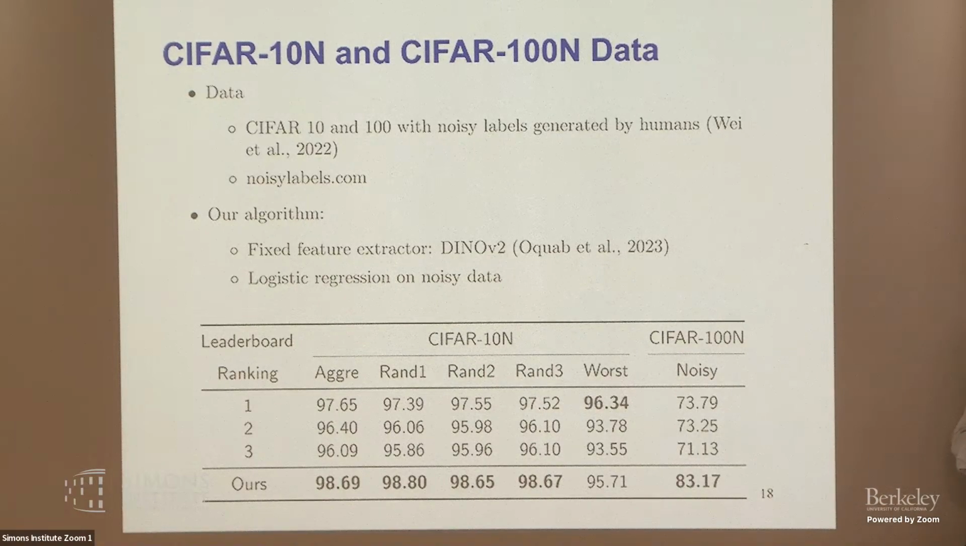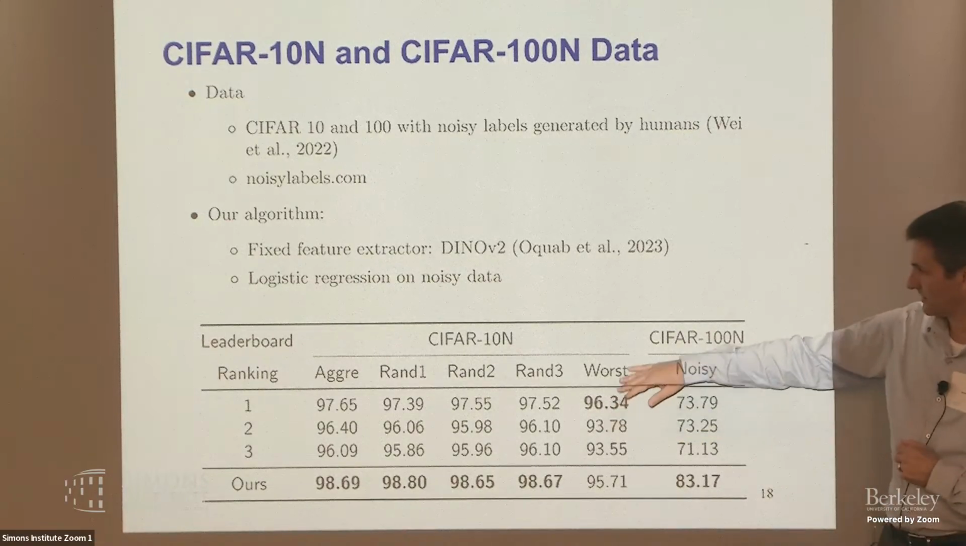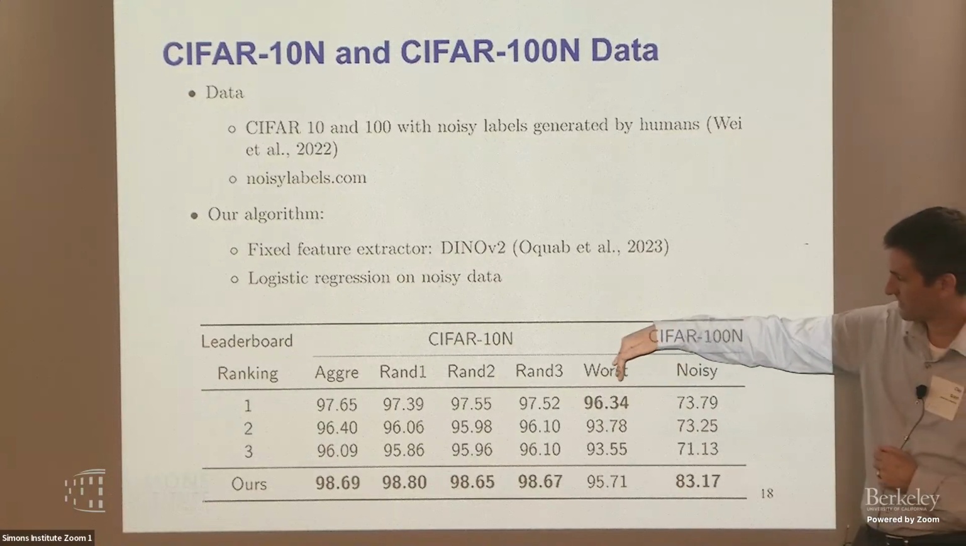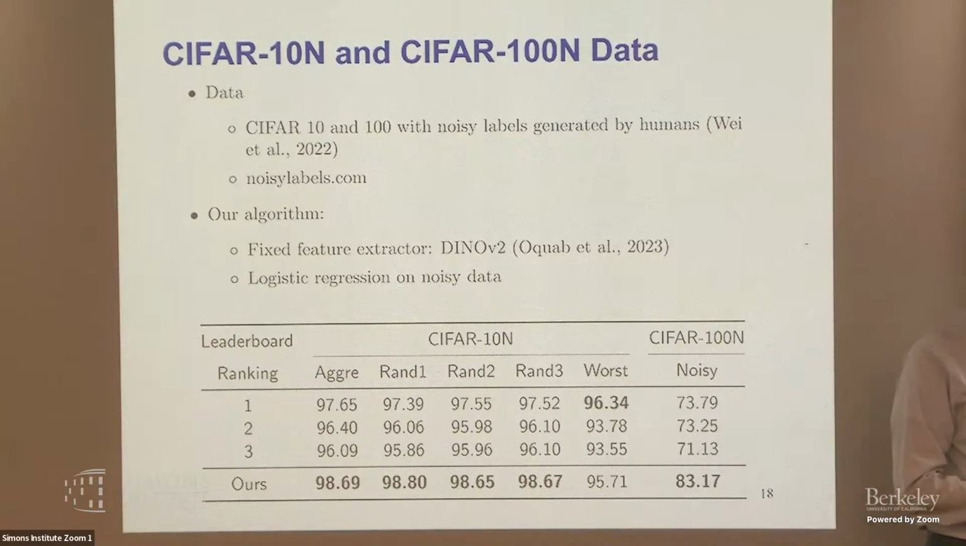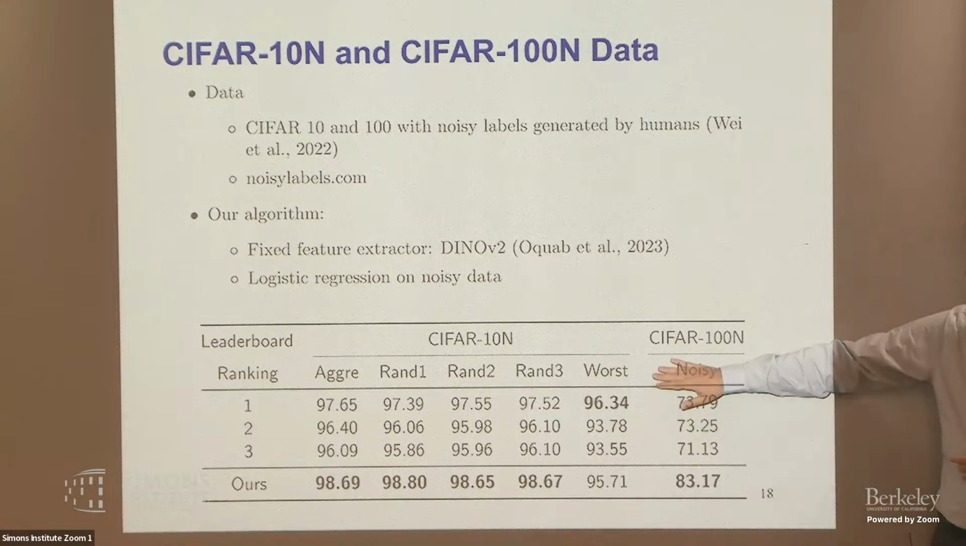In this table, the numbers shown are accuracy. These are the three leaders on the leaderboard at the time we ran this experiment earlier this year. And if you look at CIFAR-N, the authors came up with 5 different ways of aggregating the human labels to create a noisy label, so the aggregated human labels are viewed as the noisy label here.